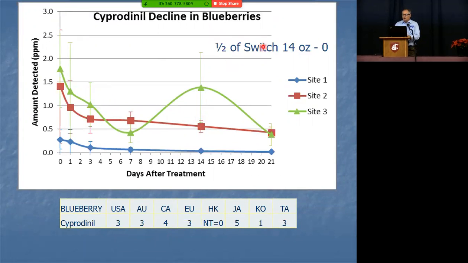This is Cyprodinil. Cyprodinil is one of the 2 products in Switch, 0-day PHI. The US tolerance is 3. Hong Kong is 0. Korea is 1. Might be a risky move to go into Korea with Switch. However, we only have 1 data point out of 2 that's that high. We need to do this some more. This might be a data outlier.